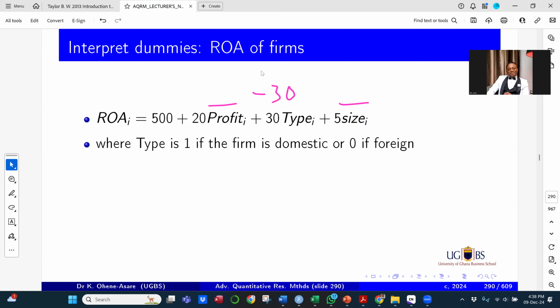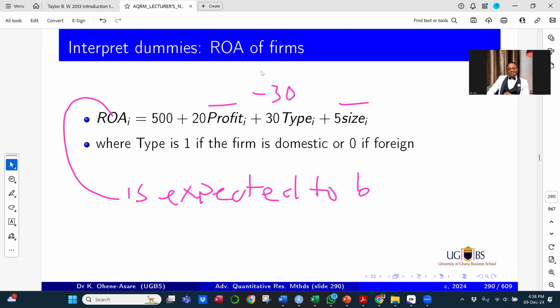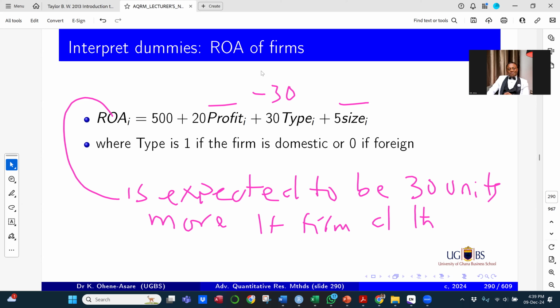But the key point is that on average, given the profit and the size of the firm, return on asset is expected to be, that's the word you guys were looking for, is expected to be, or is predicted to be 30 units more. That's what it is. It is expected to be 30 units more if the firm is domestic. If the firm is domestic than foreign.